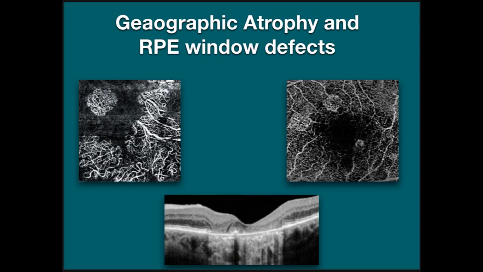As we know with our typical OCT scans, when you have geographic atrophy and loss of photoreceptors and RPE, you get a much stronger signal down into the choroid. And the same thing happens with OCT angiography.